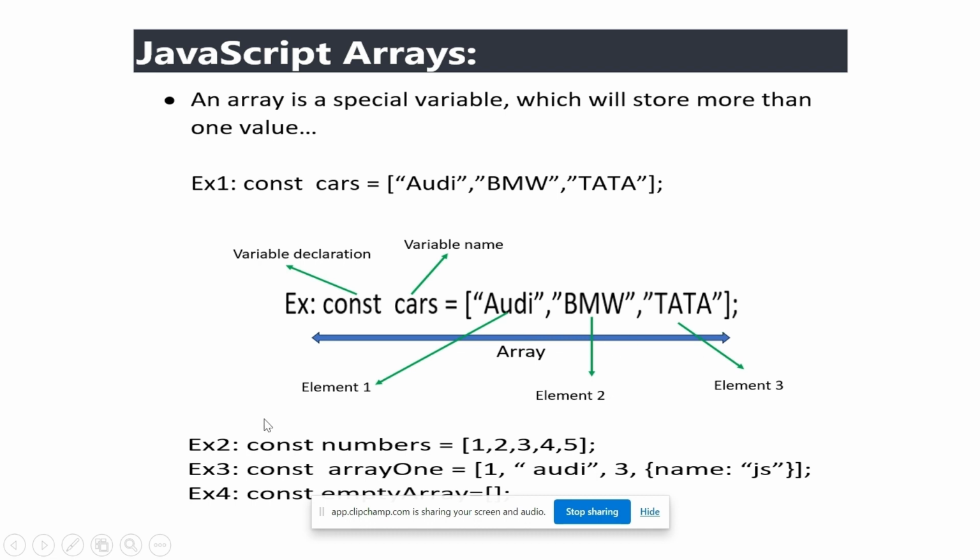In example 2, I already told you that an array not only has strings but it also has numbers. So example 2 is one instance to show an array also having numbers. Example 3, it is not only having numbers, it also has strings and also objects. An array may be an empty array or it may be a filled array. So this is about JavaScript arrays.